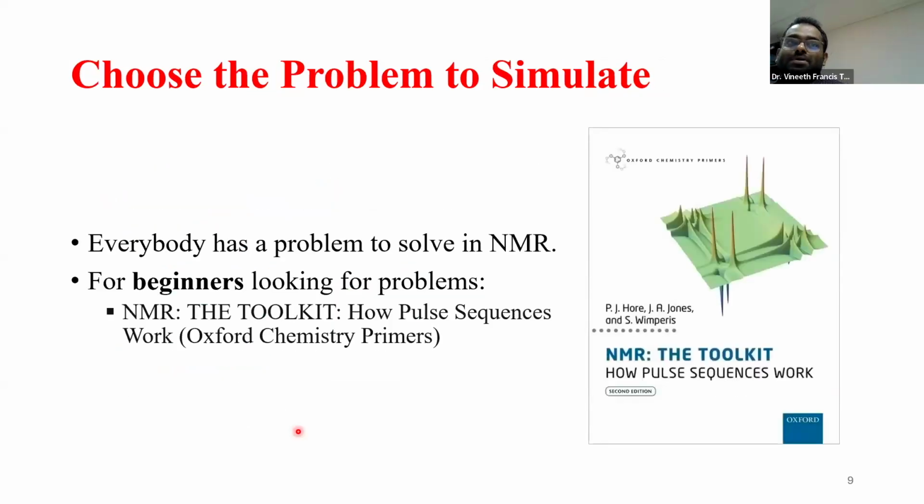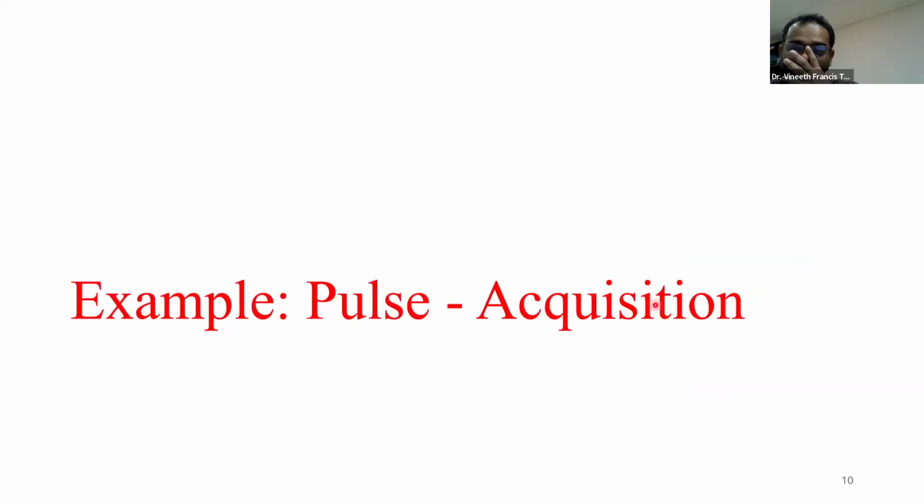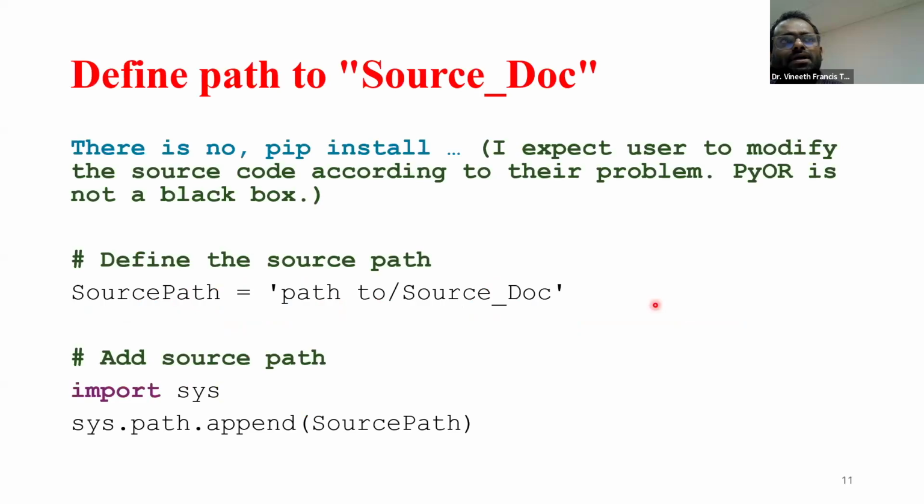Now, we all have some problems to solve in NMR. And for the beginners, if they're looking for some problems, I suggest this book, where you can try to simulate the different problems using PyOR. Now, I will show two examples in this talk. The first example is a simple pulse acquisition experiment, and the second one will be an NOE. So let's start with the pulse acquisition experiment.